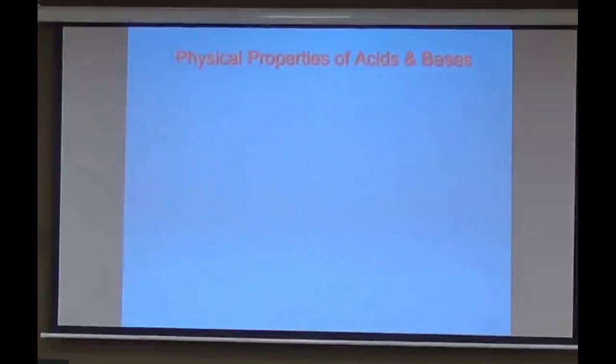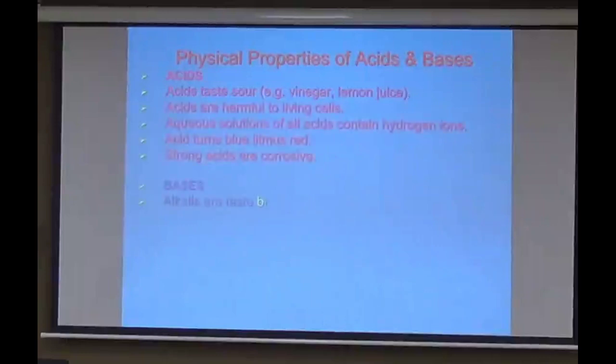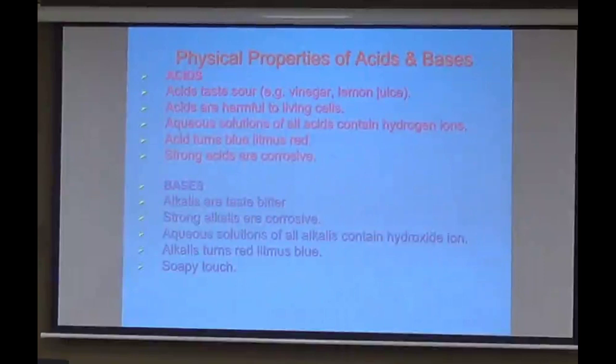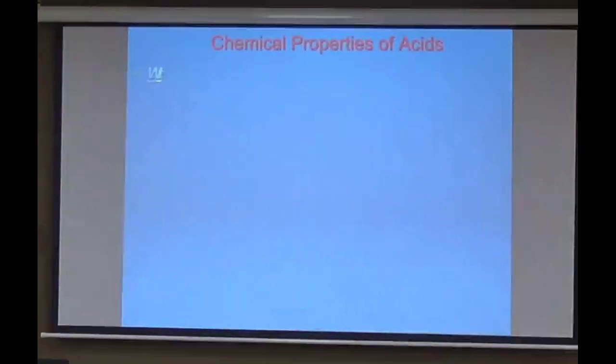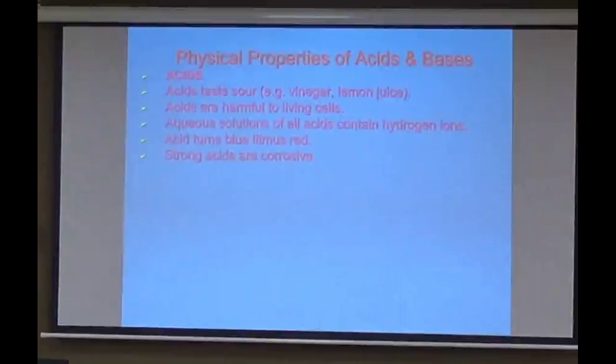And next come the physical properties of acids and bases. Let us see. Acids taste sour. Acids are harmful to living cells as they have corrosive action on skin. Then aqueous solutions of all acids contain hydrogen ions, as we have already seen how they ionize in solution to form hydrogen ions. Acids turn blue litmus red. Then strong acids are corrosive in nature.